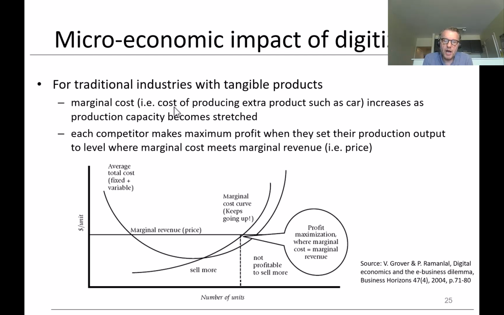And where are we going to find the optimal number of units? Where is profit maximized? Well, profit is maximized where the marginal revenue equals the marginal cost. So each competitor makes maximum profit when they set their production output to the level where the marginal cost equals the price or equals the marginal revenue. So that's the cost picture that we typically have for traditional industries with tangible products.